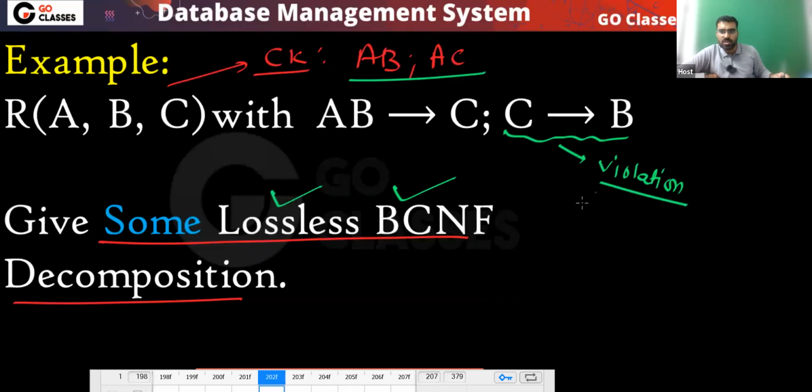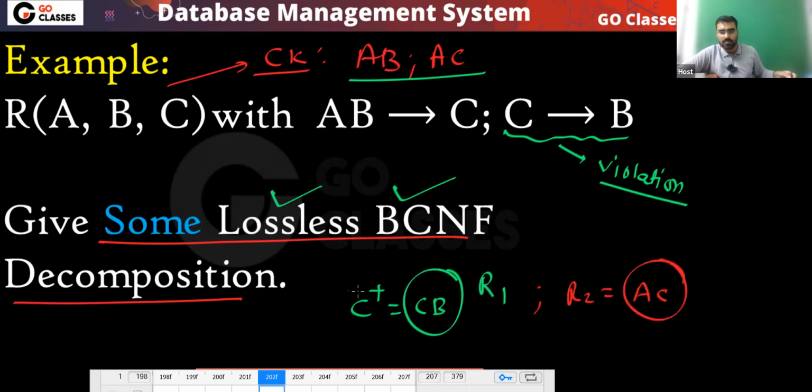So in this situation, very simple: you will create one table, which is C plus, that is CB. You can call it R1, and another table R2 that will have AC. So definitely this is your decomposition, R1 and R2. Very simple.